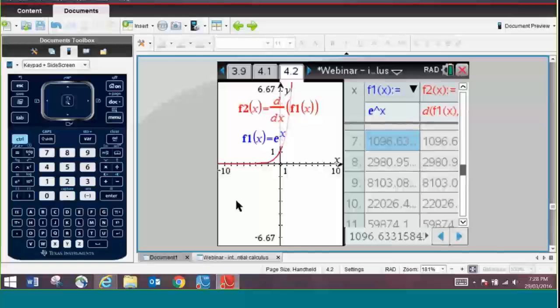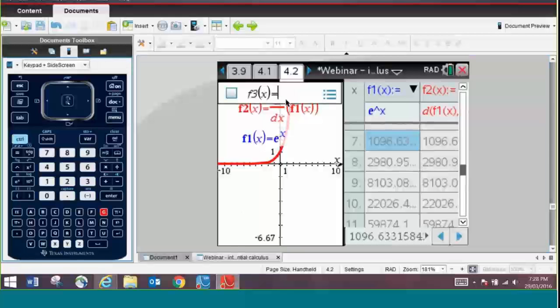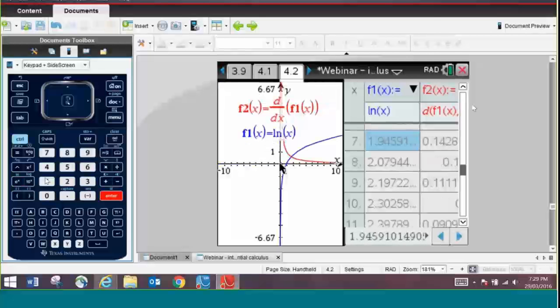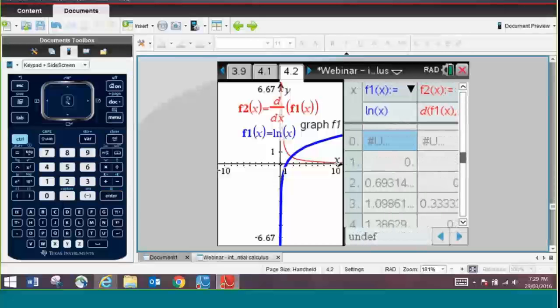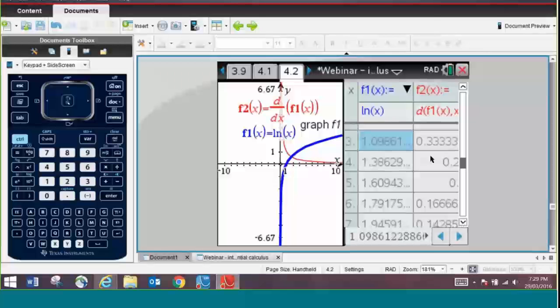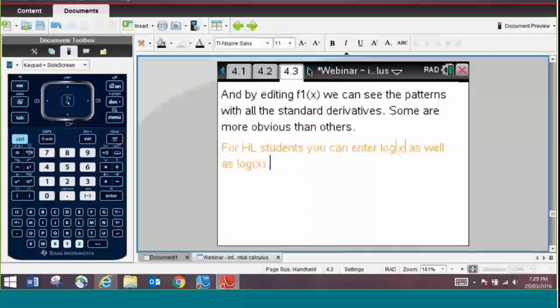Then it's just a matter of editing that first function, so going up through where you were, and if I put in the log function, I can see my table of values. Now perhaps it's not quite so obvious to the kids that this is 1 divided by x, but with a bit of help along the way, hopefully they'll see that. And of course for high level students, you can of course put in log of absolute value of x and have a look at the difference there.